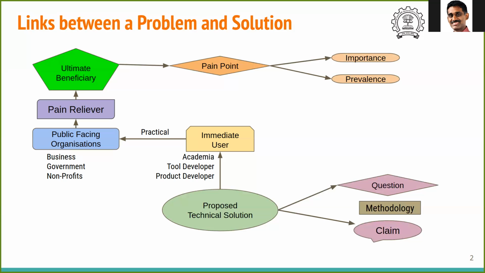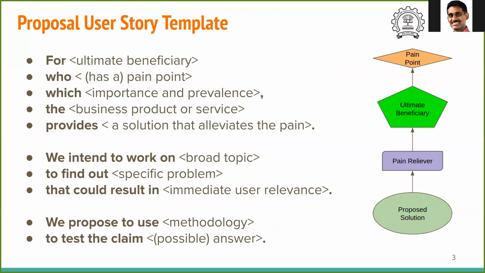A nice way to state all these things in a few simple sentences is what is called a user story. User in this case is the ultimate beneficiary. So everything is around that user. What is the problem that the user is facing? And how what you are going to do is going to solve that problem. So focusing on the user, we write a story in a few lines.